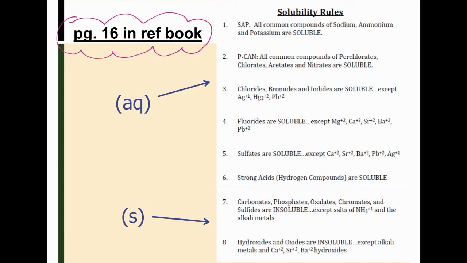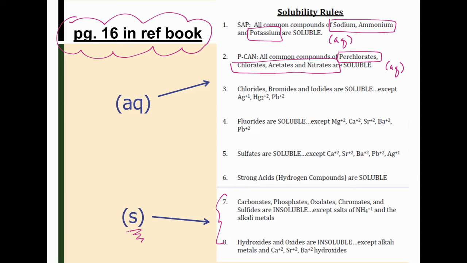But for now, I would say the big ones to focus on are these. Sodium, ammonium, and potassium are always soluble. So anything with any of those three is always going to be aqueous. And anything with your perchlorates, chlorates, acetates, and nitrates, same deal. So those don't have any exceptions, which is nice because those are helpful to remember. And then the ones on the bottom of the table, 7 and 8, are showing you things that would be precipitates. In other words, they are solids in solution.